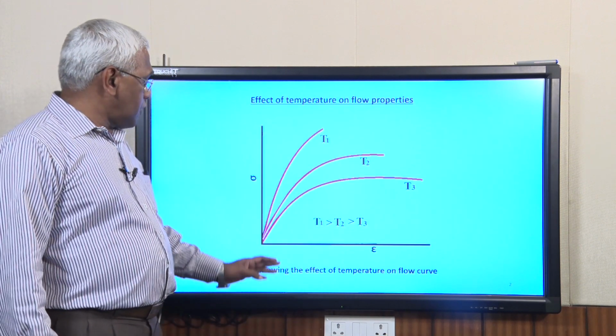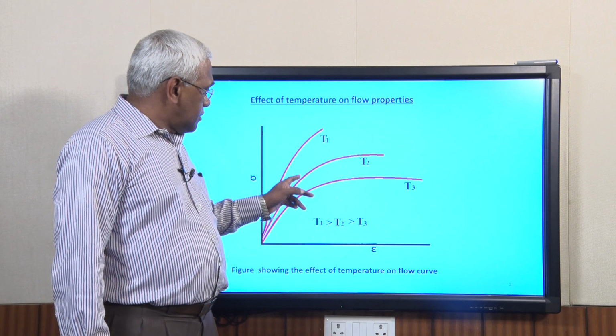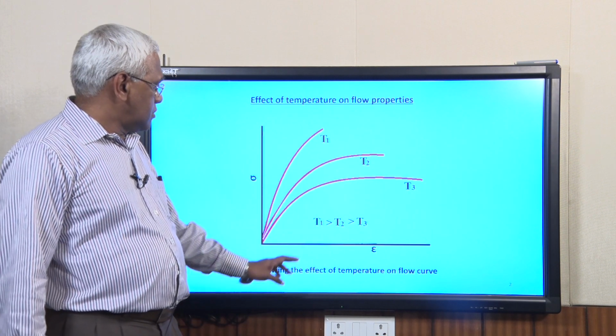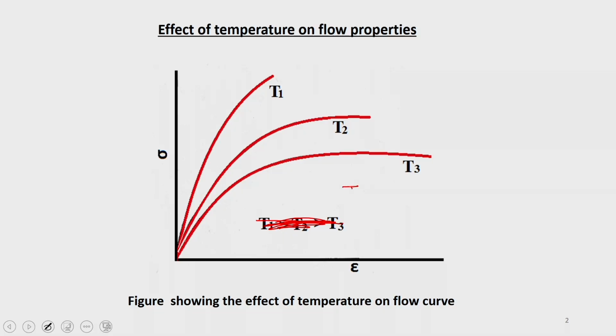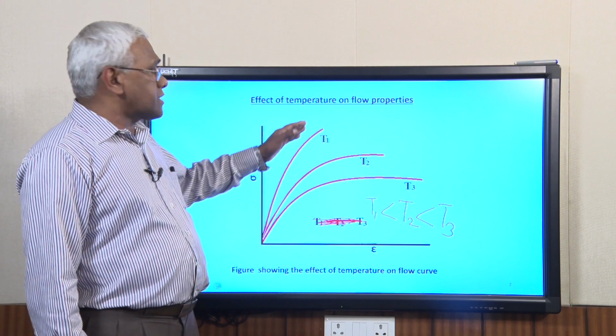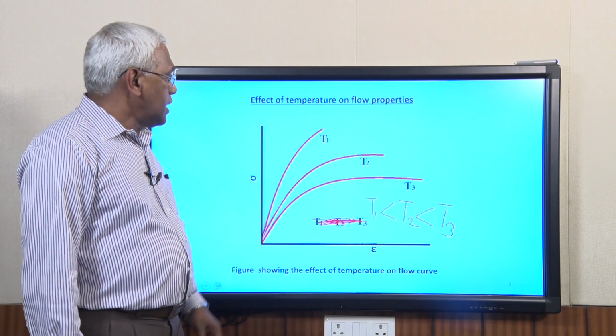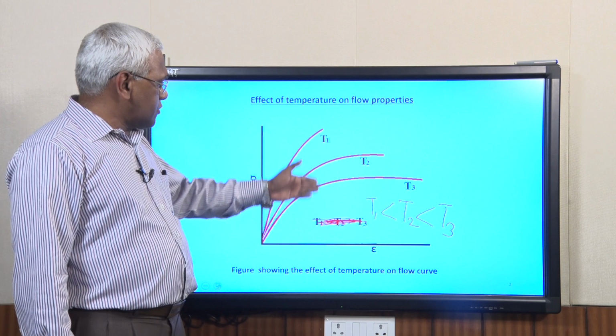Now, the effect of temperature on the flow properties. With a typical stress strain curve for a particular constant strain rate, at higher temperature, okay, this should be the reverse actually. At lower temperature you will find that the stress is increasing for a particular strain, and you have a very small amount of ductility, because the strain till failure is very small.